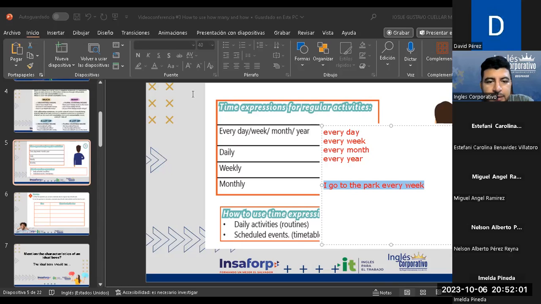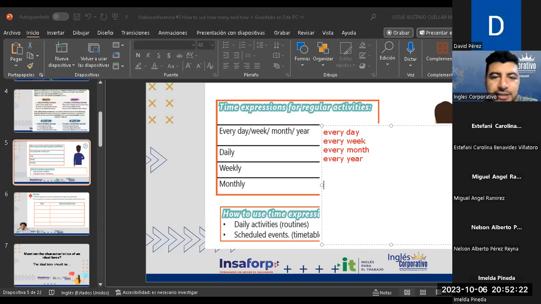Nelson and Miguel. I cut my hair every month. I see a doctor every year. Sounds good. Thank you. Miguel? I go to the park every week. And I visit my family every month. Yes, good, good. Thank you.